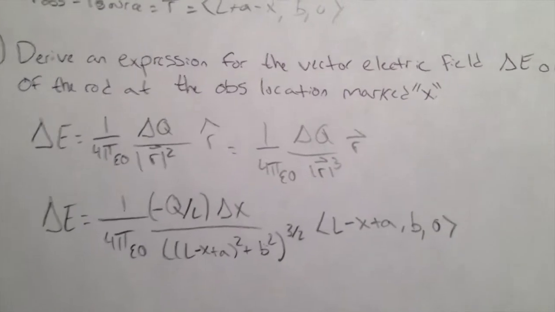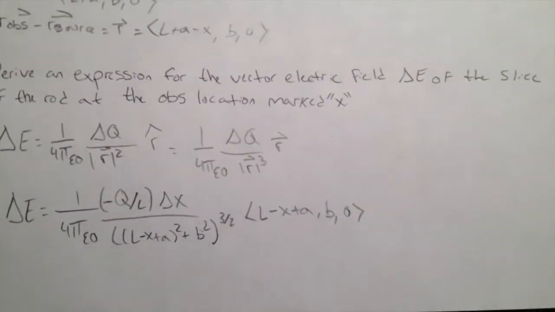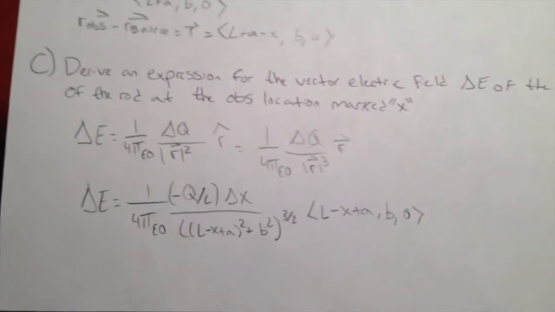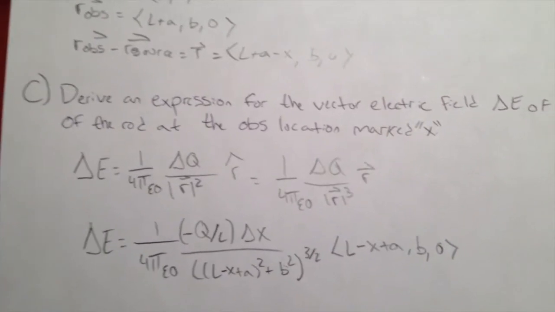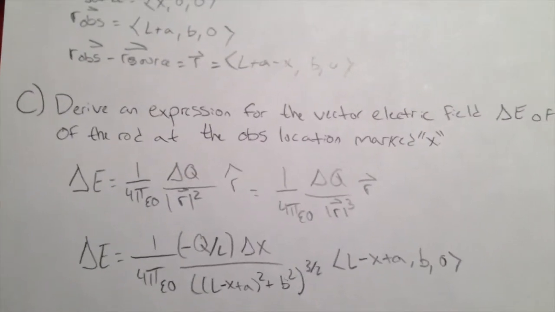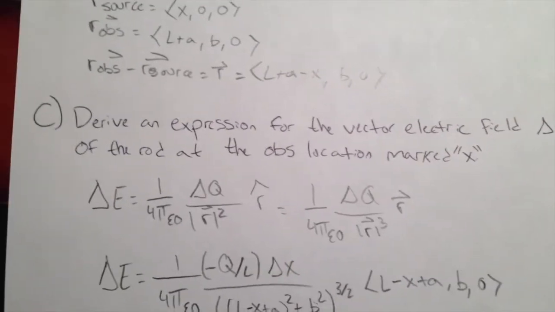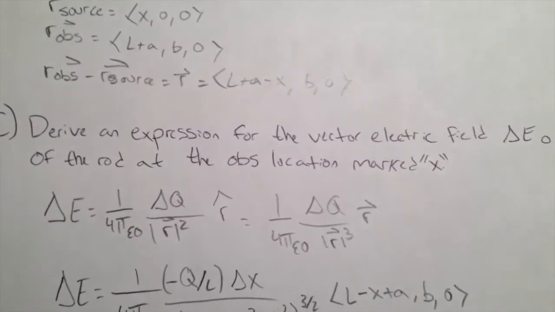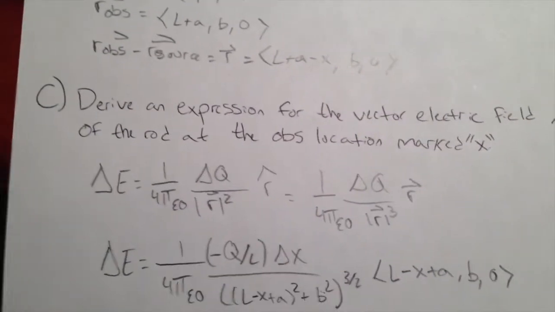Moving on to part C, we have to derive an expression for the vector electric field delta E of the slice of the rod at the observation location marked X. So we know that delta E is equal to 1 over 4 pi epsilon naught times delta Q, which we found in part A, all over the magnitude of R squared, times R hat. And since R hat equals R vector over R magnitude, we can make that 1 over 4 pi epsilon naught delta Q over R magnitude cubed times the position vector found in part B.